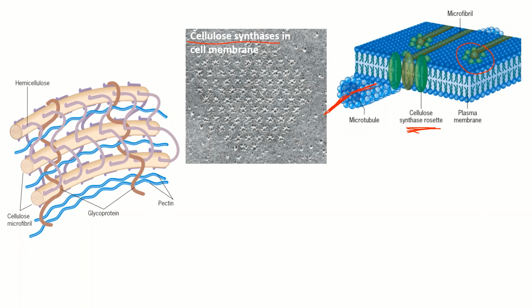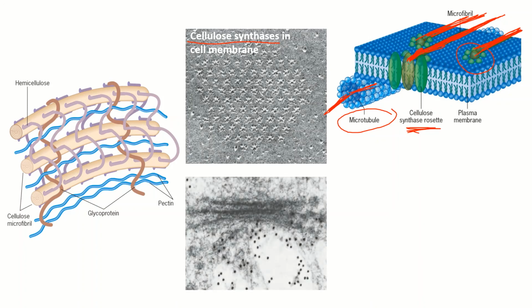And as they form the cellulose microfibril, these are extruded out onto the outer layer of the cell membrane, and they form parallel lines of cellulose microfibrils. Okay? Again, the reason for this is underneath the cell membrane, there is this microtubule that controls the direction of the release of these microfibrils.